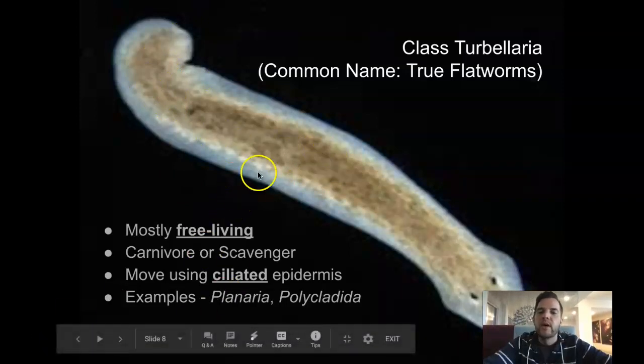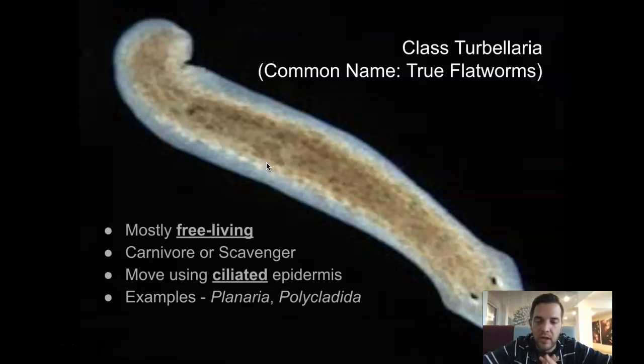Okay, so like I said, class Turbellaria, the true flatworms, they're mostly going to be free living, which means that you'll just find them either on reefs, in the marine environment, on rocks. They're not parasitic. So the two big categories we're going to see here are that some of these are free living, which means that they eat things outside of themselves. A lot of them are decomposers. And then the other half is parasites. So they are not the same. So this one says carnivores or scavengers. So again, they can scavenge and be decomposers, or they can go after smaller animals.